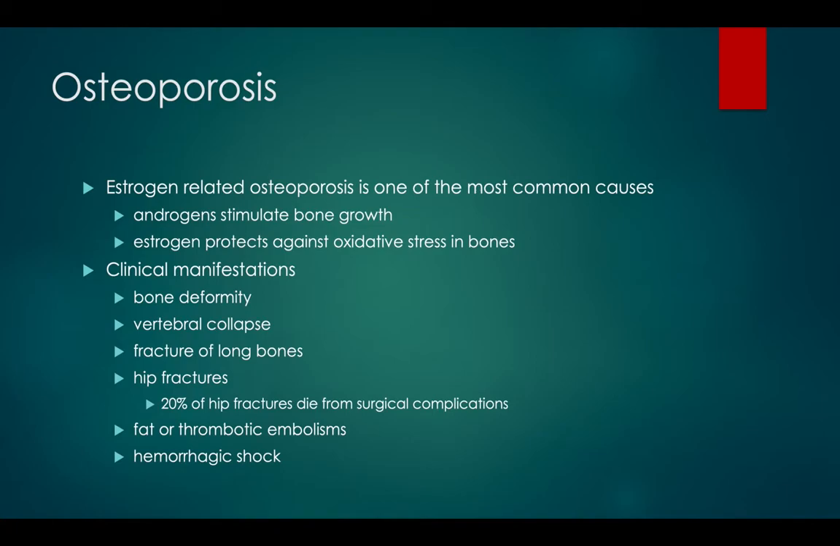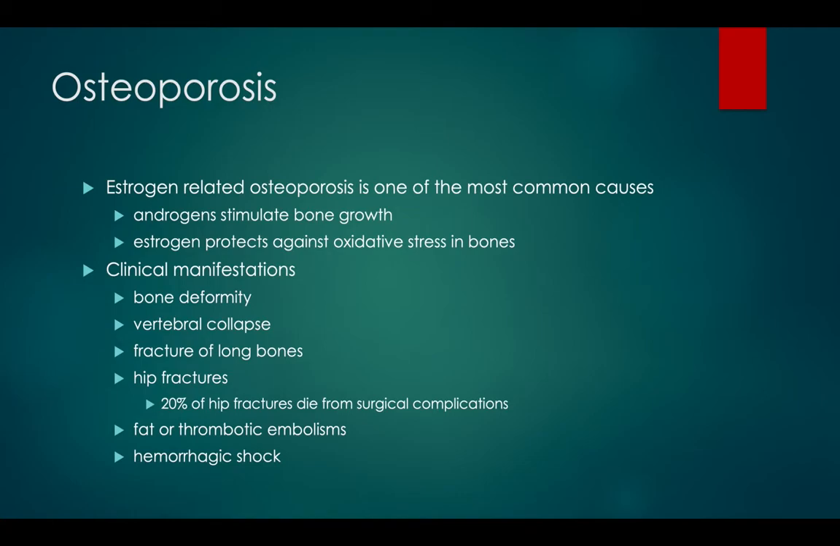So clinical manifestations of osteoporosis are bone deformity and vertebral collapse. We see that as elderly people age, they start shrinking in height, and then also start getting a bit of a kyphosis and a hunched-back look to them, and that's because of the vertebrae collapsing.